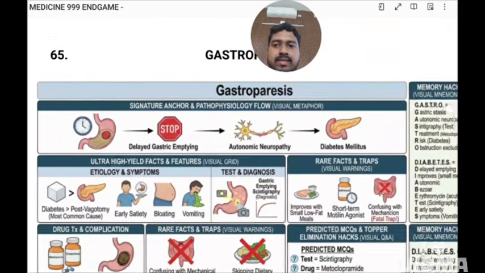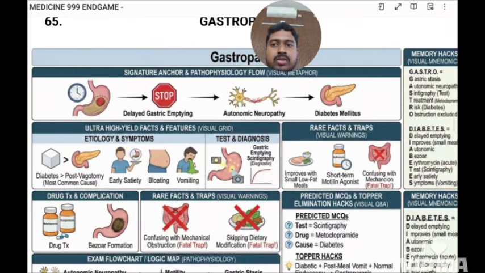Going on to the next topic, that is gastroparesis. So gastroparesis means there is basically, what is paresis? Paresis means paralysis. So there is paralysis of gastric musculature, as a result of which there is delayed gastric emptying. So food stays in the stomach itself. This is because of autonomic neuropathy.